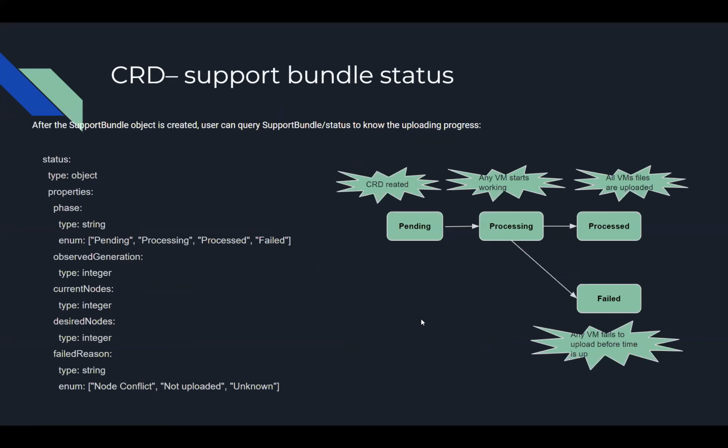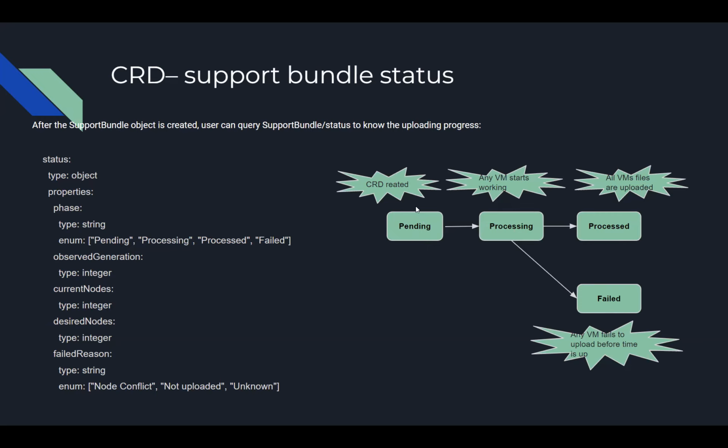In the CRD, we also have a status configured which allows the Antrea controller to aggregate the status of the request. In the status, we have a phase to tell the user in which stage the support bundle processing is. The state machine is like this.